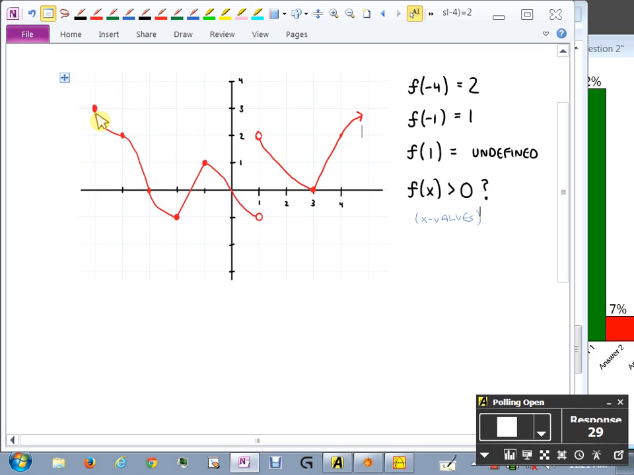So how are we going to say it? Aren't there infinitely many of them? So how are we going to say it? How about this? Do you agree that everything I'm highlighting in yellow here is positive?